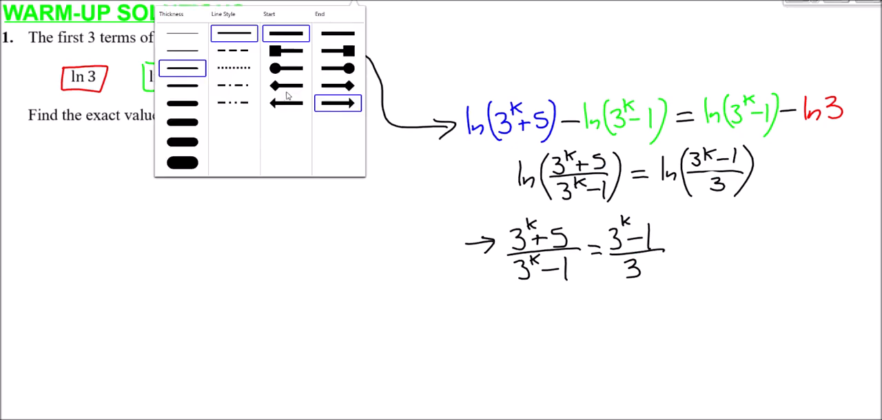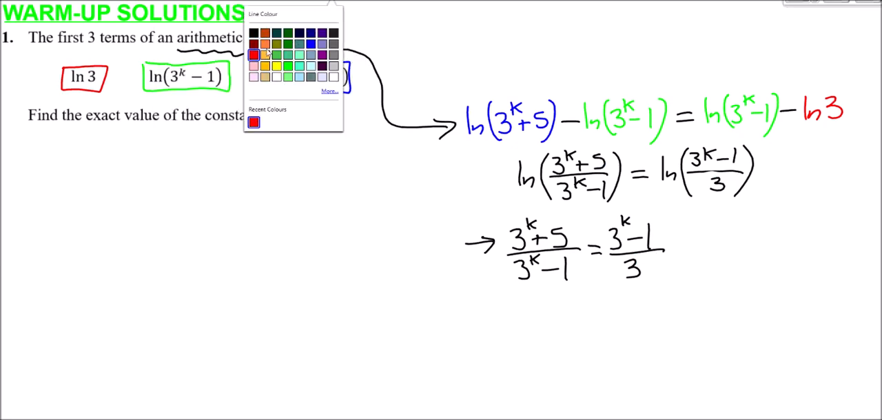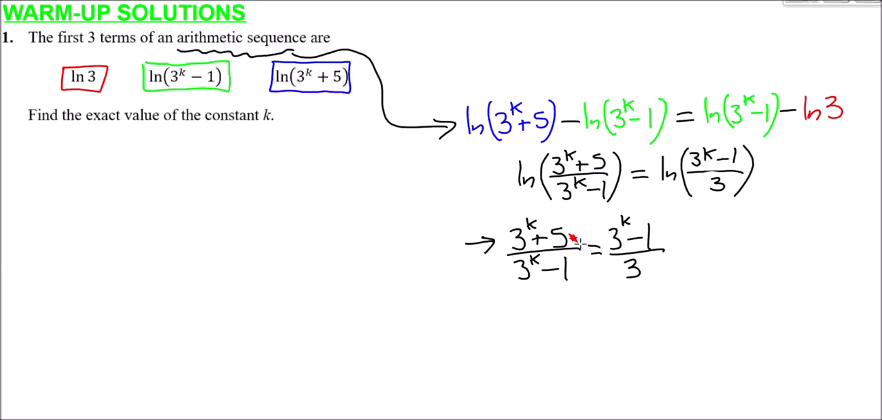So now we've got one fraction equals another. I tend to solve these by just cross multiplication. So this denominator multiplied by that numerator will equal this denominator multiplied by that numerator. So from there, we can proceed and say that 3k minus 1 squared must equal 3 lots of 3k plus 5.